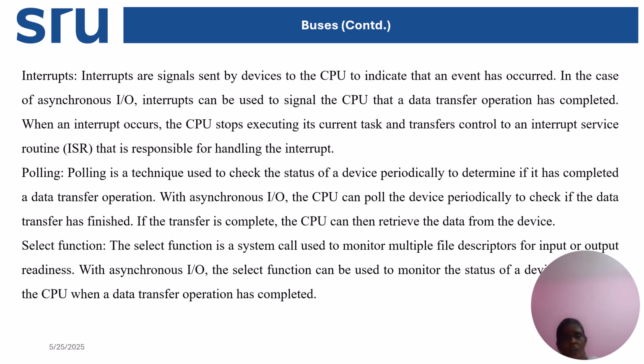Next, this is also about interrupts. I already told you data transfer is an interrupt only. By indicating the interrupt, it starts. By calling back, it shows that the function is completed, the transfer is completed. Interrupts are signals sent by the I/O devices to the CPU to indicate that an event has occurred. In the case of asynchronous I/O, interrupts can be used to signal the CPU that the data transfer operation has completed.